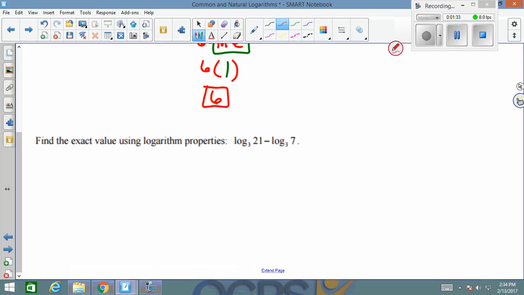Okay, on this one, since I have this subtraction here, that means I can write it as 1 logarithm. So it's the log base 3. When it's subtraction, you do the first one divided by the second one. Well, that's just 3. You do 21 divided by 7. And a log with the same base and number is the number 1.